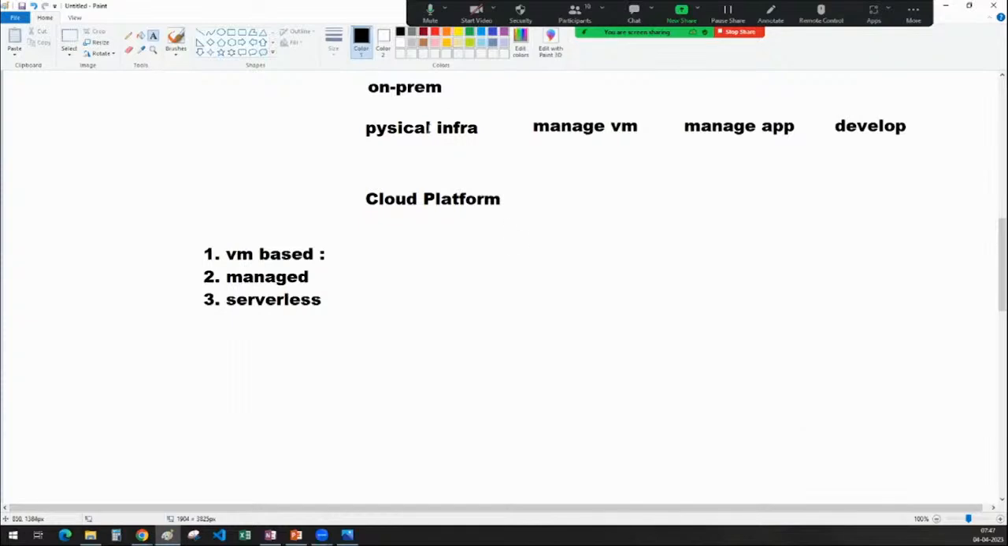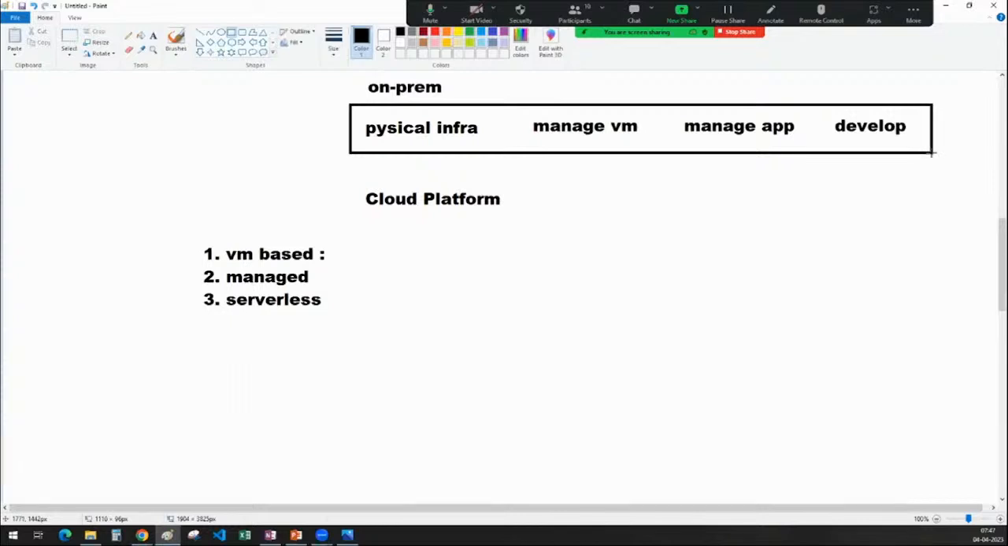So in on-premises, you as a person have to manage all of these things, guys. In on-premises, we have to manage all of these things. But if you go to the cloud platform, what is the main advantage? Let us see one by one.